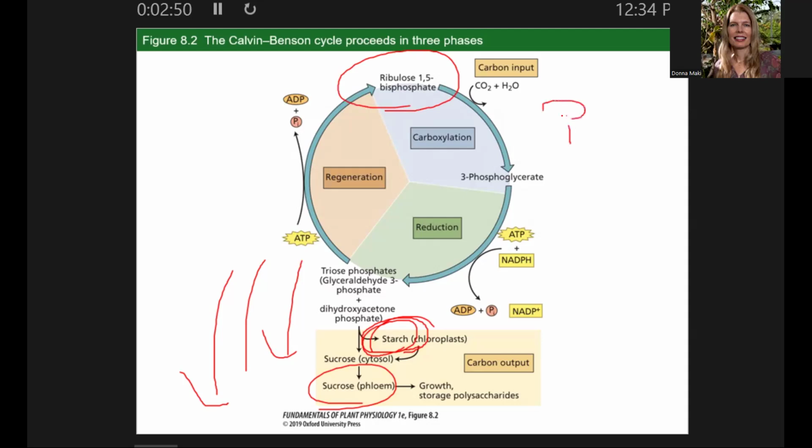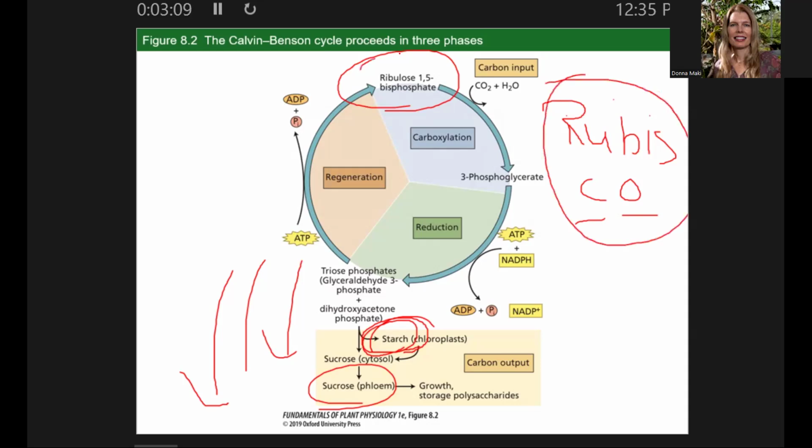Rubisco is the enzyme. And the way to remember that is, if you can remember that the CO stands for carboxylase oxygenase, ASE on the end of a word, that is the enzyme. Okay, so Rubisco is the enzyme that facilitates that first reaction. RUBP is the 5-carbon sugar that reacts with CO2. So please get that separate in your head so that they don't get mixed up.